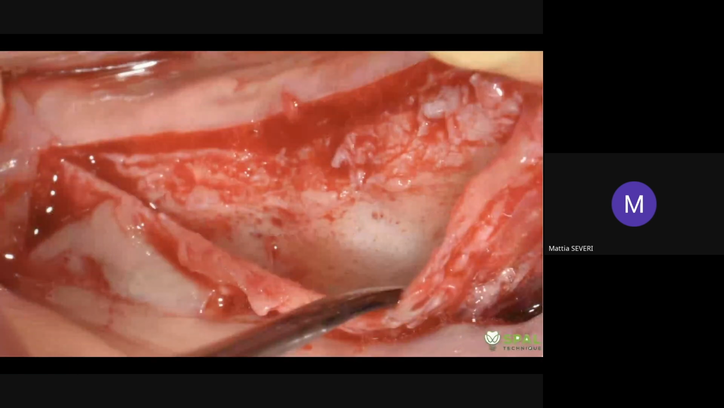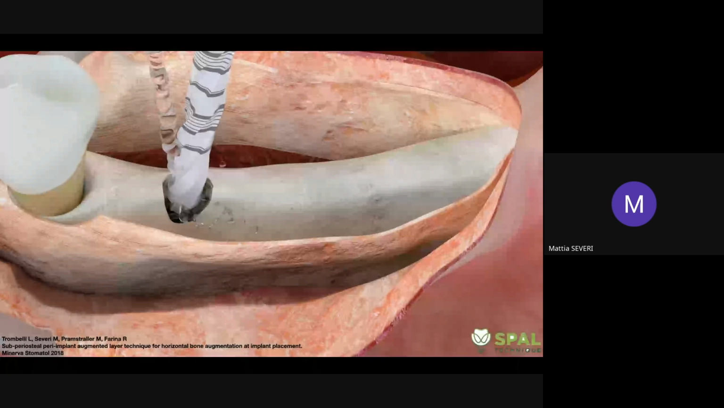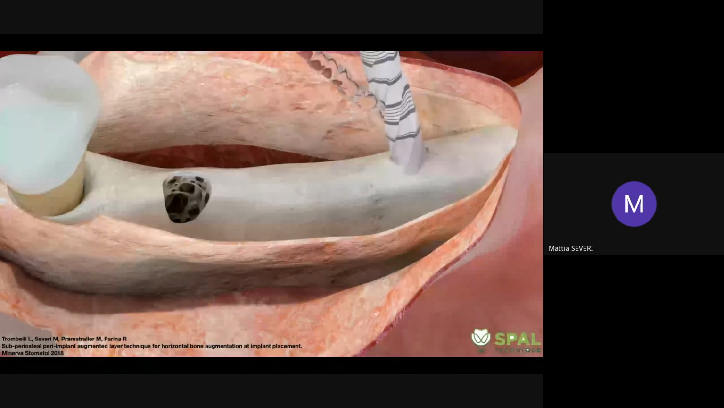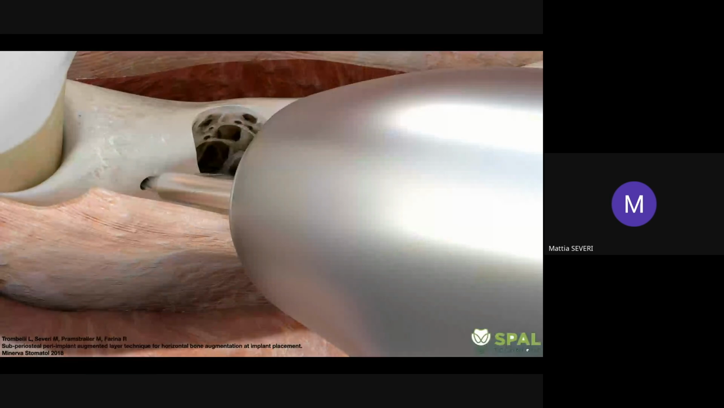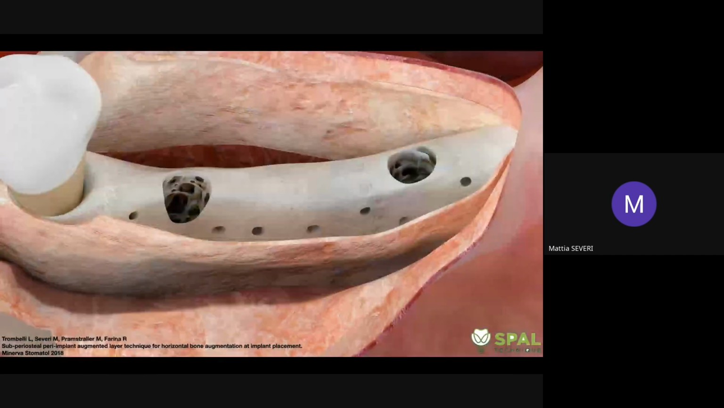And we can see the clinical example of what we have already seen, the periosteal pouch completely elevated from the bone crest, and as you can notice, there are no perforations and no interruption of the continuity of the periosteal layer. Subsequently, implant sites are prepared, and before placing implants, cortical perforations are performed. We perform it before implant placement in order not to touch the implant surface.